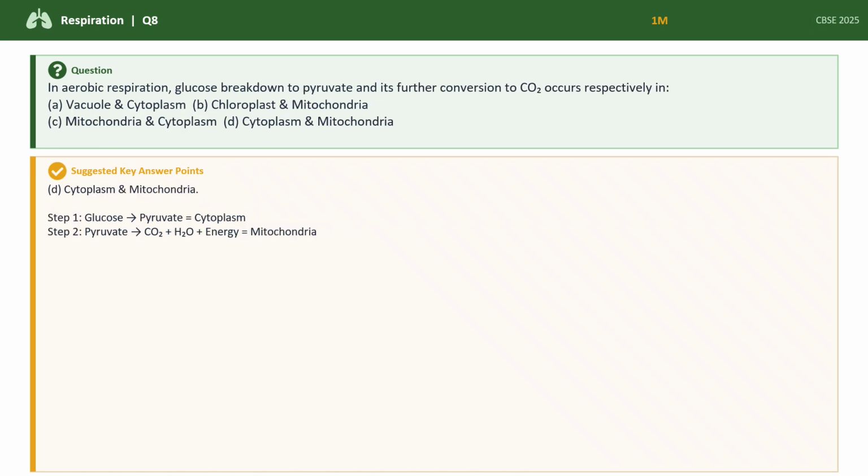In aerobic respiration, glucose breakdown to pyruvate and its further conversion to carbon dioxide occur respectively in: vacuole and cytoplasm, chloroplast and mitochondria, mitochondria and cytoplasm, or cytoplasm and mitochondria. Where is it occurring? Generally it happens in the cytoplasm first, then the mitochondria. So in the cytoplasm, glucose will be converted to pyruvate, and pyruvate will be converted into carbon dioxide, water and energy in the mitochondria. It's a 1 mark question, 2025.